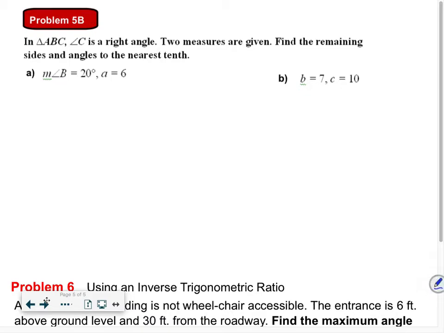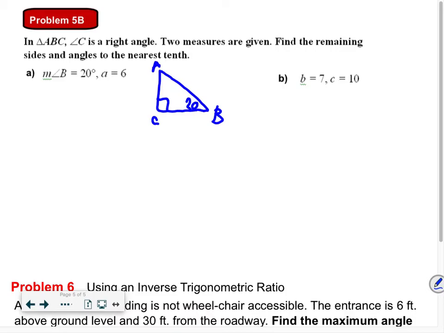Next, we have triangle ABC where C is a right angle. We're going to draw a picture. If C is the right angle, I'm just going to call this A and B. Doesn't matter as long as C is your right angle. Angle B, it tells me, is 20 degrees. And A, not angle A, but side A, is 6.